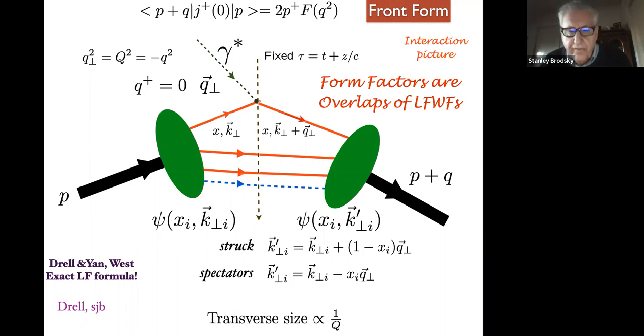Now, one of the things you see right away is that, because the quarks in the final state pick up Q perp, both the spectators and the struck quark, the total transverse size of the hadron at this point goes like 1/q. The harder you strike the proton, the smaller the state it is.